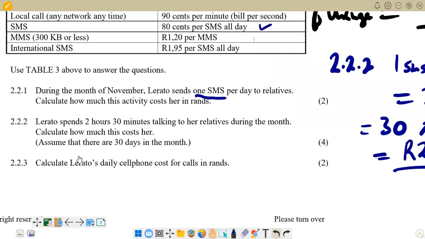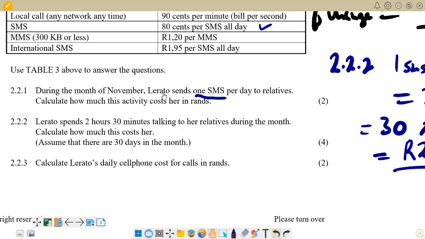We have got this one, which is saying calculate. We are here now, 2.2.2. Lelato spends 2 hours, 30 minutes talking to a relative during the month. Calculate how much this costs. Assume that there are 30 days in the month.